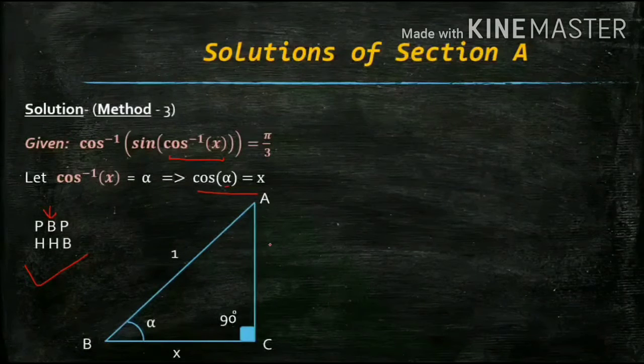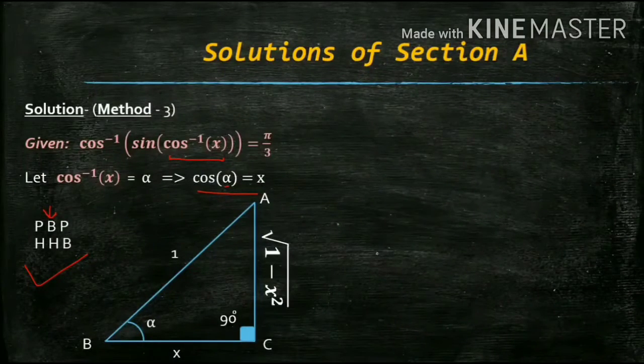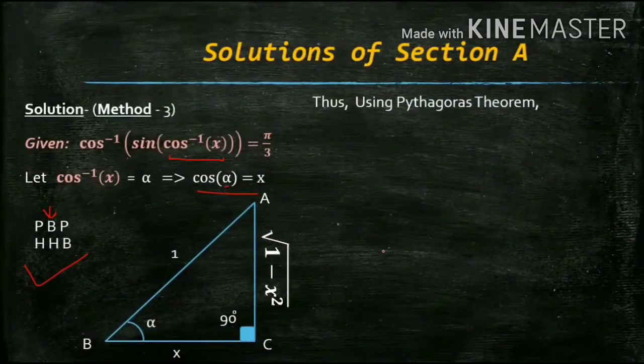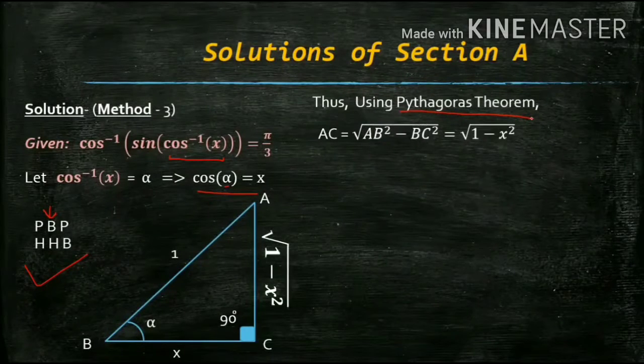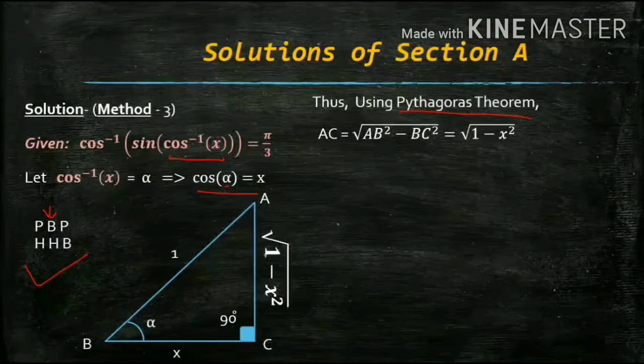Now you can find this AC as well, which is square root 1 minus x square. How did you find this? Using the Pythagoras theorem. You remember that? So AC is nothing but square root of AB square minus BC square, that means square root 1 minus x square. This is nothing but the perpendicular.